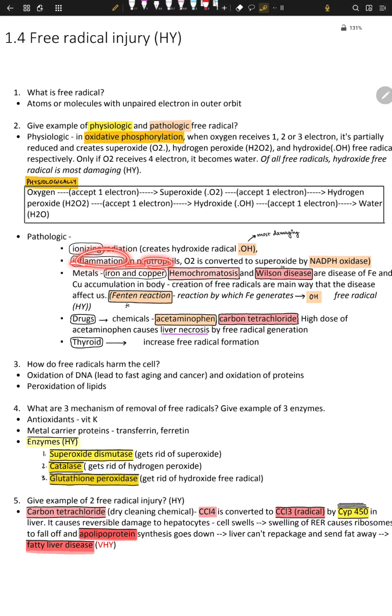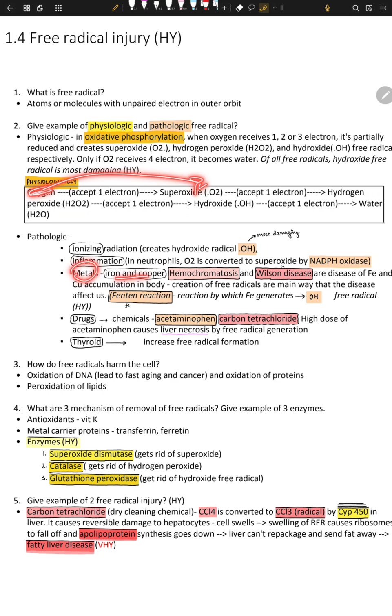Inflammation in neutrophils: O2 is converted to superoxide by NADPH oxidase. It's very important to remember this. If you don't have NADPH oxidase, you will not be able to form superoxide. That's very important. So NADPH oxidase is needed to convert O2 into superoxide.